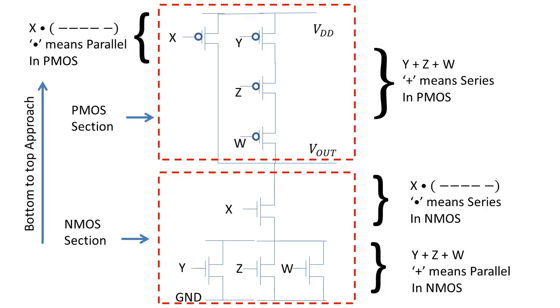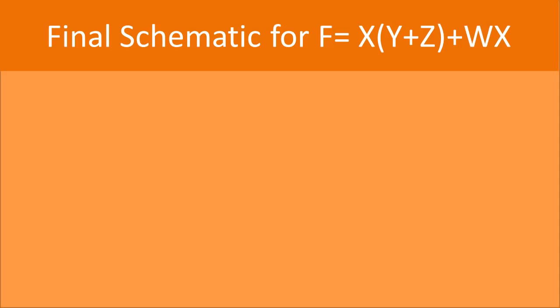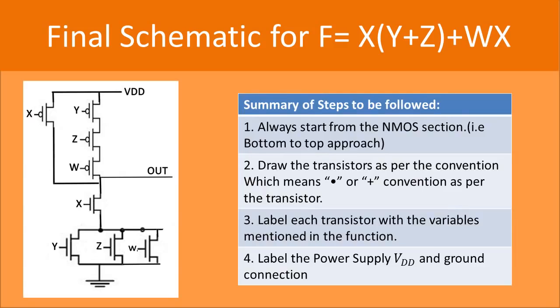Also please notice that implementing a plus in PMOS is series, and implementing a plus in NMOS is parallel. Implementing a dot in NMOS is series, whereas implementing a dot in PMOS is parallel. Let us summarize the steps for the expression f is equal to x into y plus z plus w into x. First, we need to start with the NMOS section with the bottom to top approach. Then, draw the transistors as per the convention, which means dot in series and plus in parallel with the NMOS. Label each transistor with the variables mentioned in the function. Label the power supply, VDD and ground.